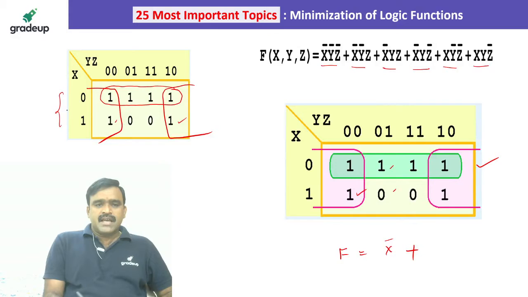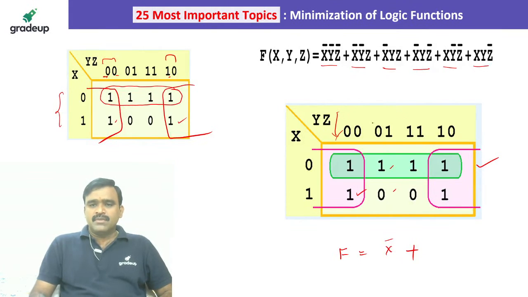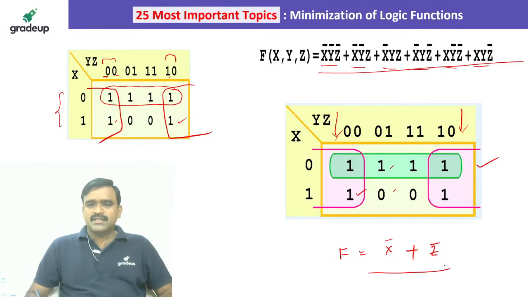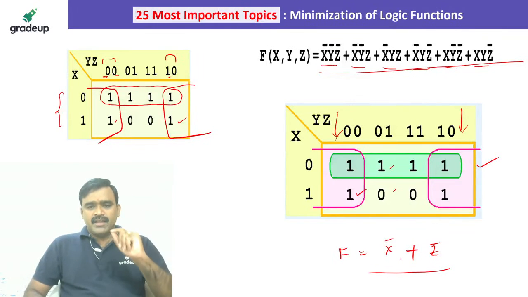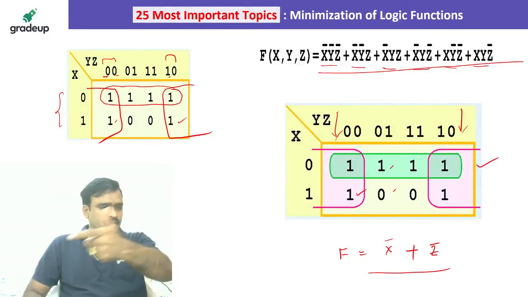X bar x is cancelled. Here y bar z bar, y z bar. So y bar y cancel, it comes under z bar area. So first column, last column comes under z bar area. So this is x bar plus z bar. You see the bigger function has been minimized to a very small function. So it is independent of y. So it is dependent on x and z.